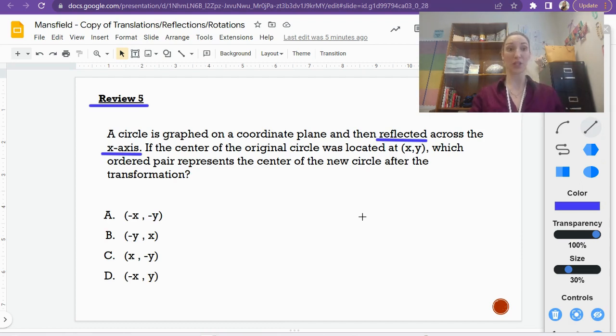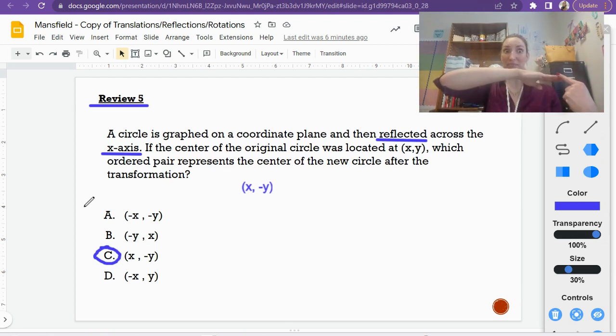Okay, we're talking about reflection, x-axis. If it's on the x-axis, the x stays the same. So I'm looking for something that keeps my x exactly the way that it is and doesn't change it. That means my y has to change and only the sign changes. So negative y. This is what I'm looking for. Letter, not A, not B, letter C. I believe that's letter C. Letter C. Did that make sense?